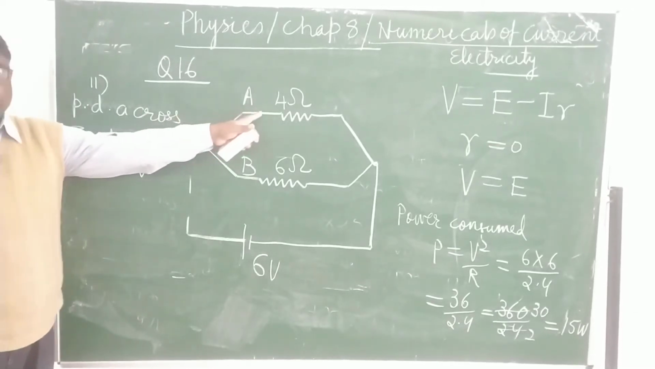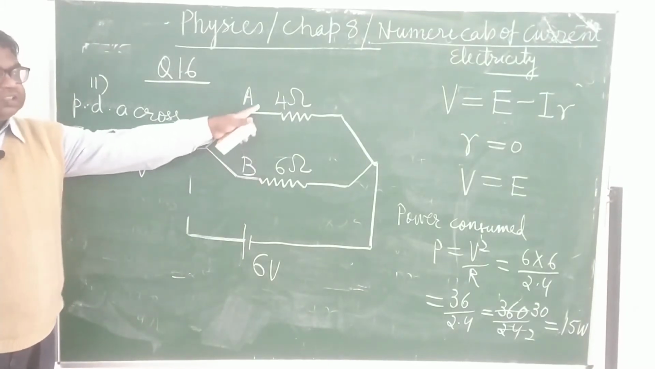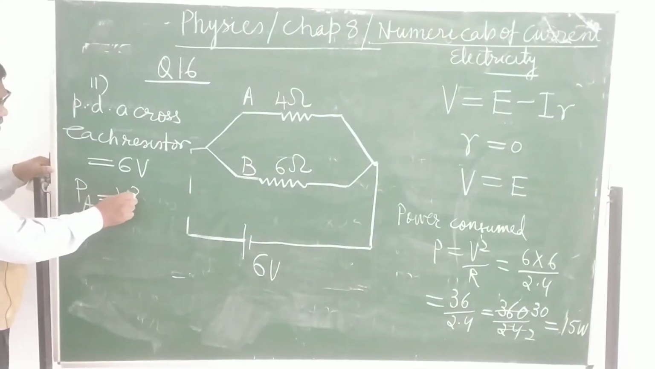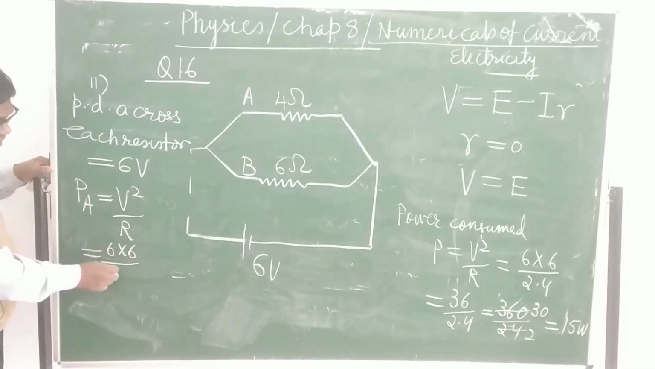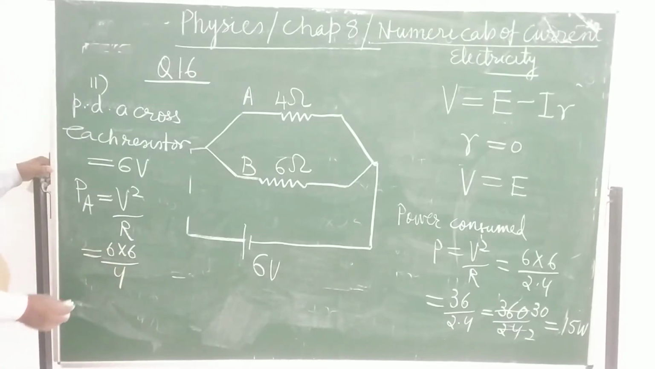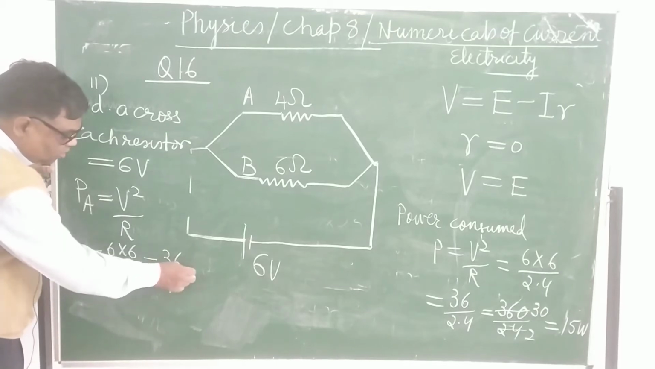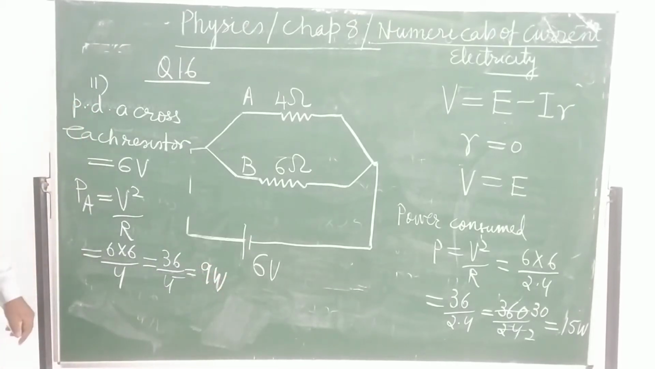इसके अक्रॉस कितना पोटेंशियल डिफरेंस? 6 वोल्ट. यहाँ कितना पोटेंशियल डिफरेंस? 6 वोल्ट. रजिस्टेंसेज पता है. So what will be the power consumed in A? V square upon R. What is V here? 6 into 6, and what is R? That is 4. 6 sixes are 36 upon 4, that is equal to 9 watt. 4 nines are 36.